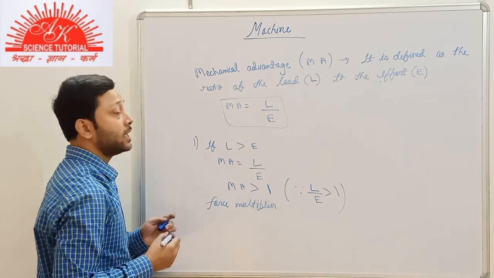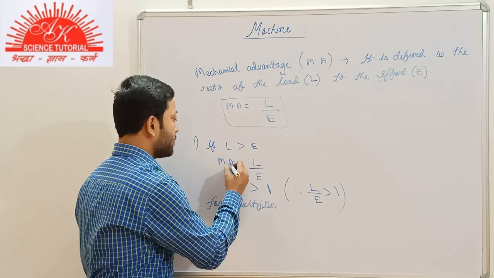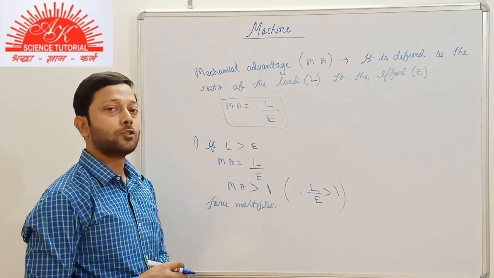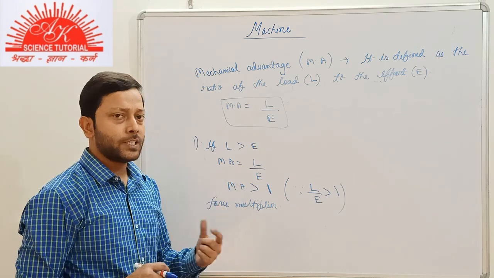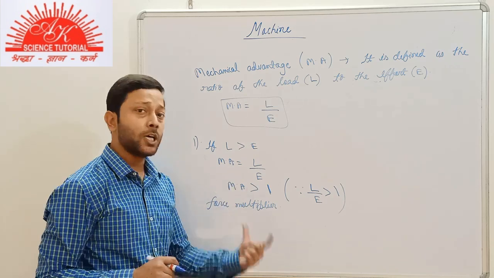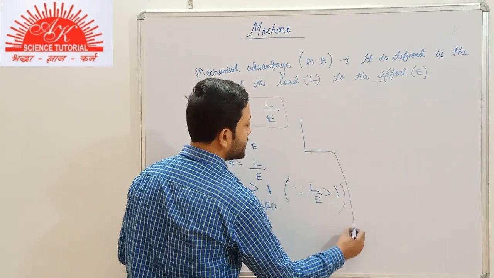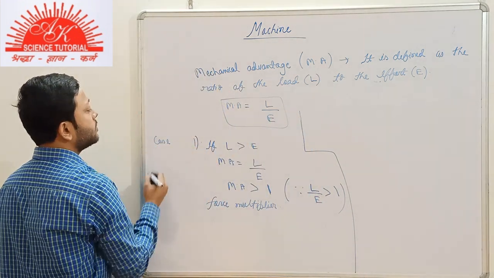It might be possible that you are provided with this information and you are asked what kind of machine it is. So it is a force multiplier. Whenever the MA of any machine is greater than 1, the machine must be a force multiplier. Now we move to the second case. It was case 1.